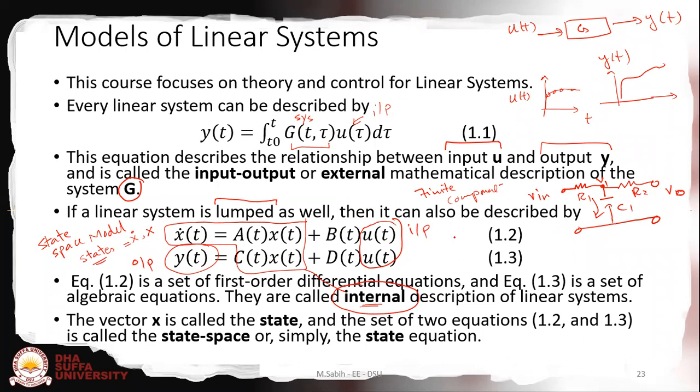Will go to X, and the current I1, for example, will be the, so V1 and I1 can be part of this X. Okay, so internal description will take all the states, internal states of the system. Of course, one state will be reflected as the output here. So the vector X is called the state, and the set of these two equations is called state space, or simply the state equation. Okay.